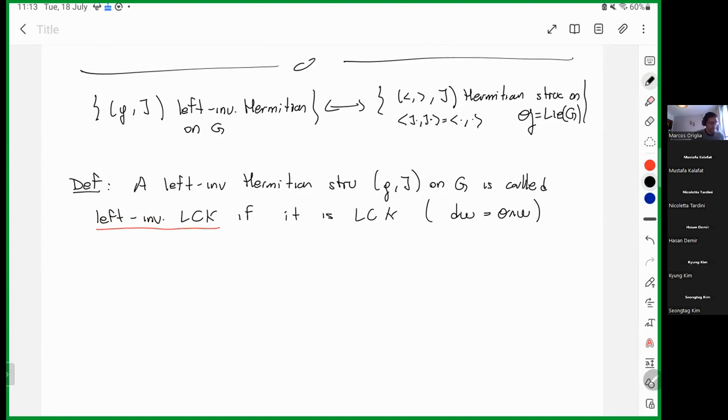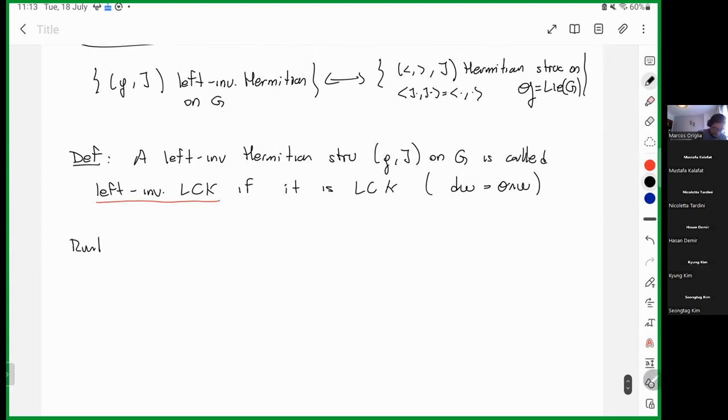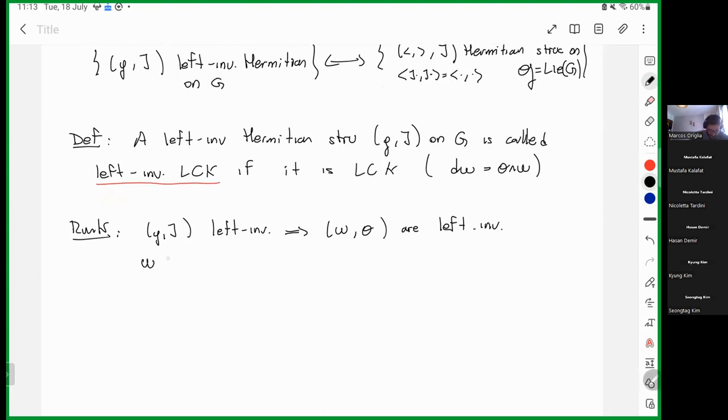So in this case, first let me do a remark. So GJ left invariant. What we have to prove is that the fundamental form and the Lie form are left invariant. And the idea I think it's very simple. If you remember, the fundamental form is just defined using the metric and the complex structure. So if your metric or your complex structure are left invariant, it's easy to prove that omega is left invariant.